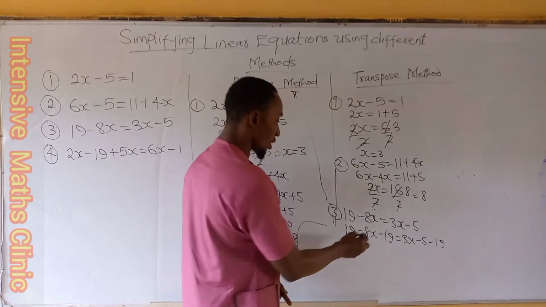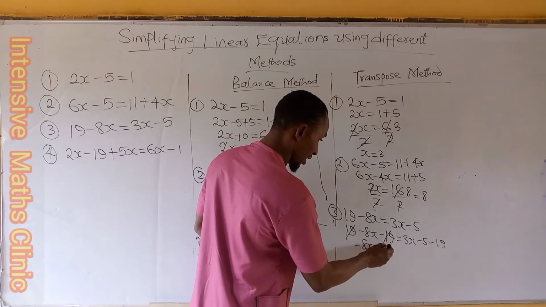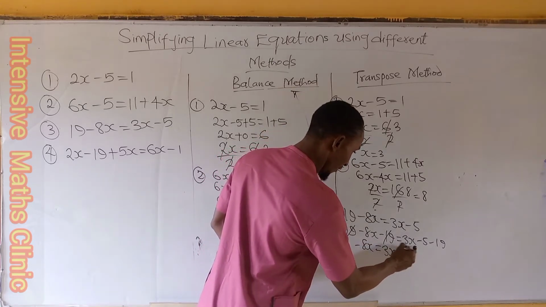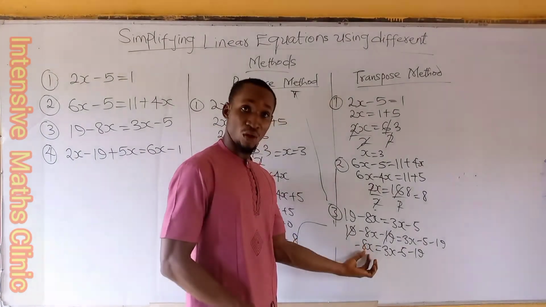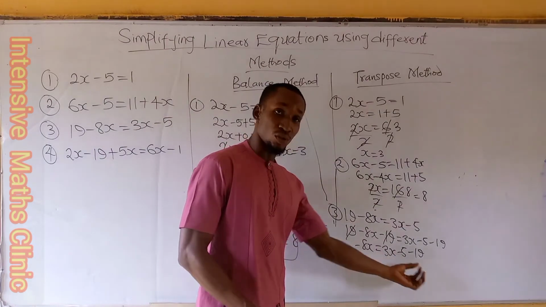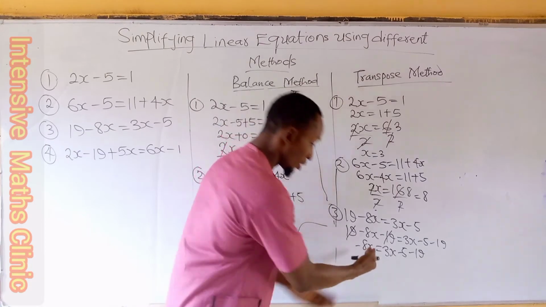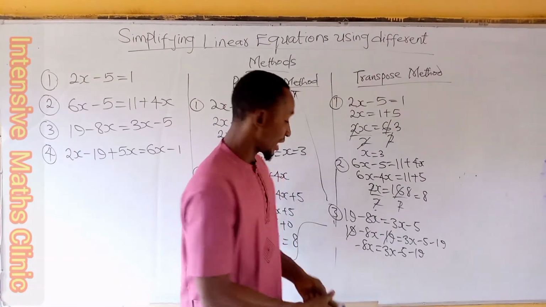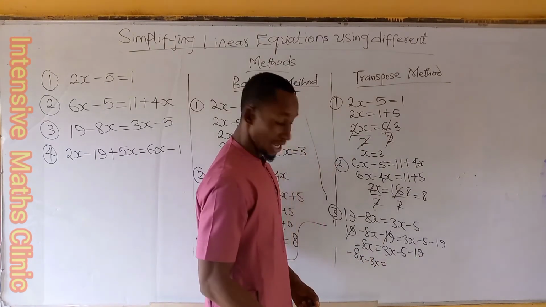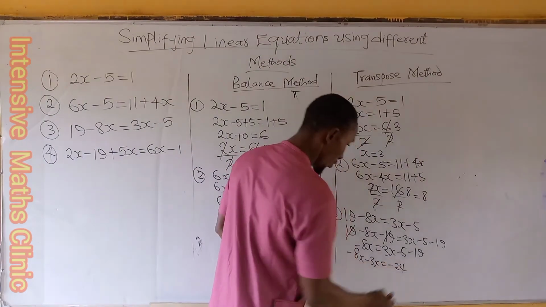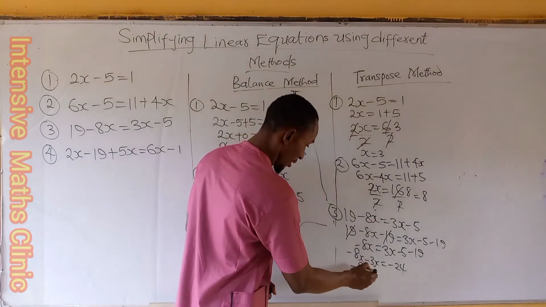So from here, the 19 and minus 19 cancel out to 0. We have minus 8x equals 3x minus 5 minus 19. Now we collect like terms: the one with x comes to one side, the one without x goes to the right hand side. You can do it in reverse, it's the same thing. So it becomes minus 8x minus 3x equals minus 5 minus 19, which is minus 24. Minus 8x minus 3x is minus 11x.